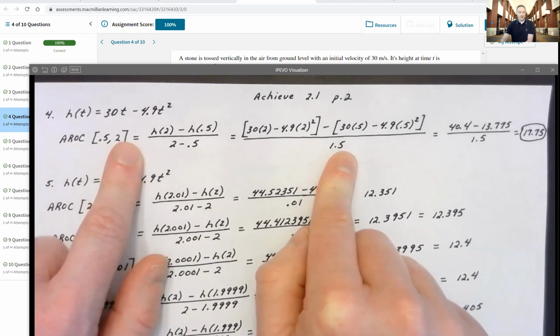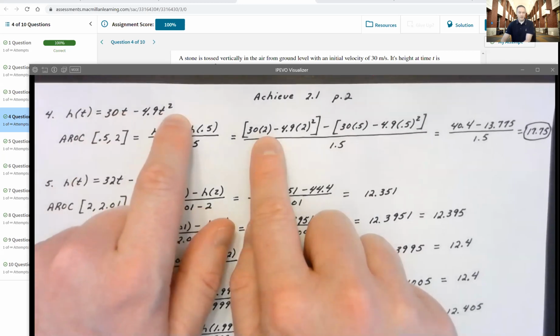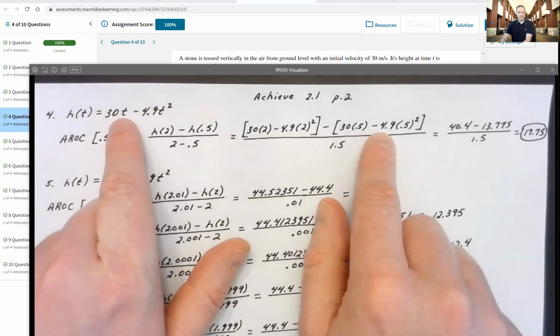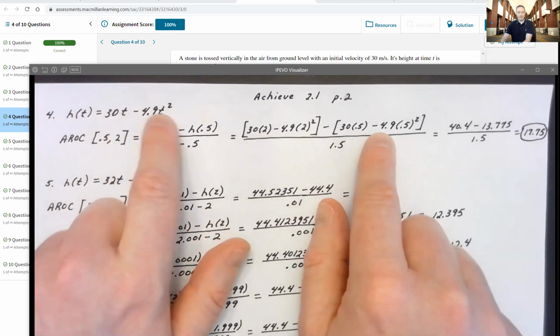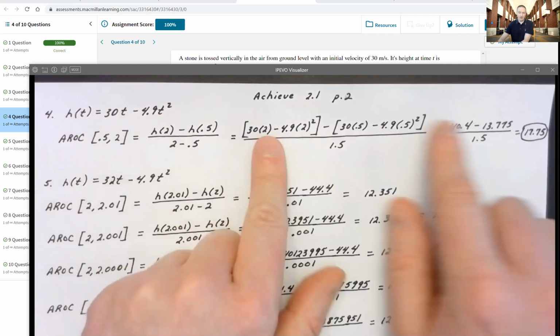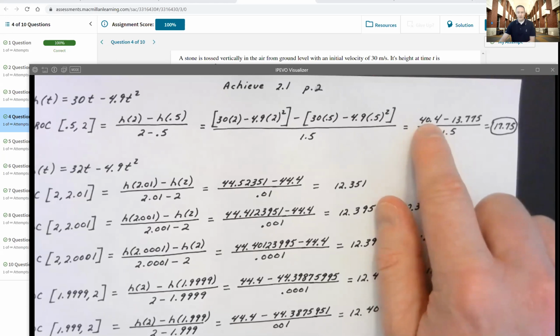In order to evaluate the ending position, you just plug 2 into your formula: 30 times 2 minus 4.9 times 2 squared. Then plug 0.5 into your formula: 30 times 0.5 minus 4.9 times 0.5 squared. I went ahead and did all of that in my calculator. Of course, everybody's going to do that part in their calculator. My ending position is 40.4.